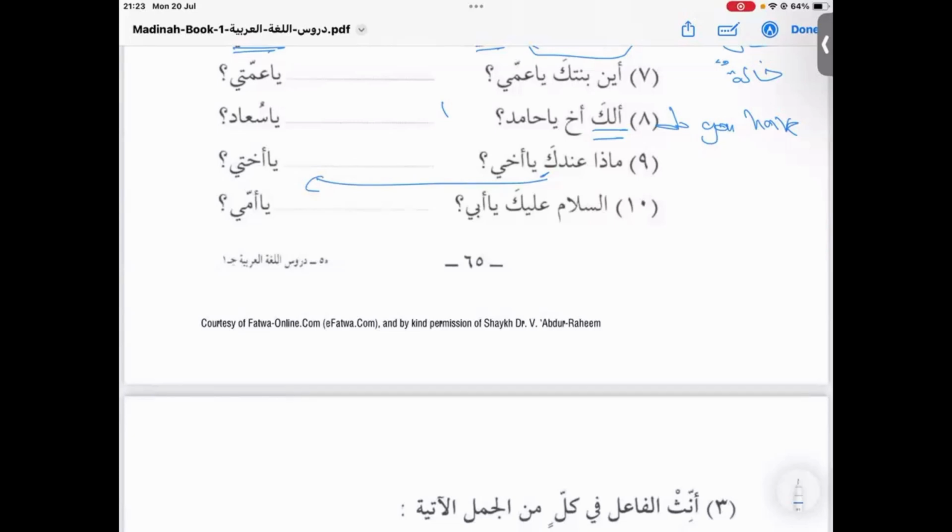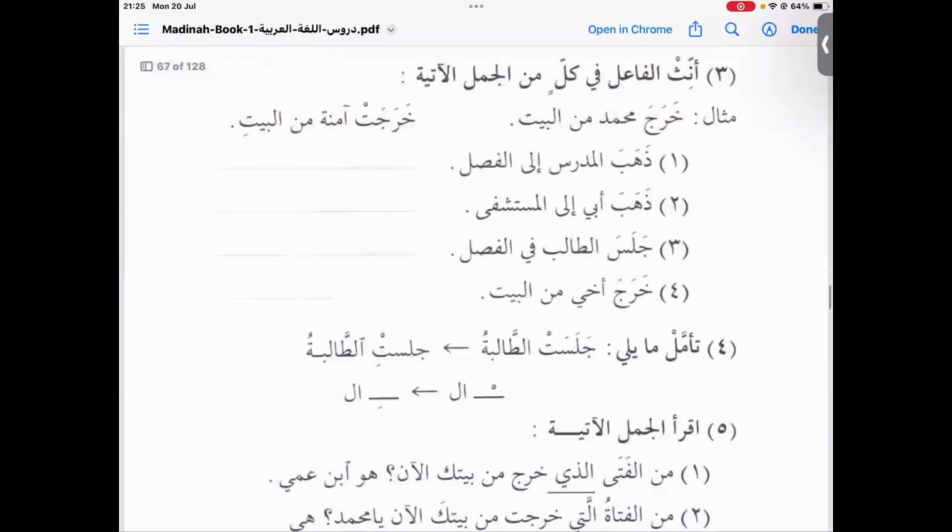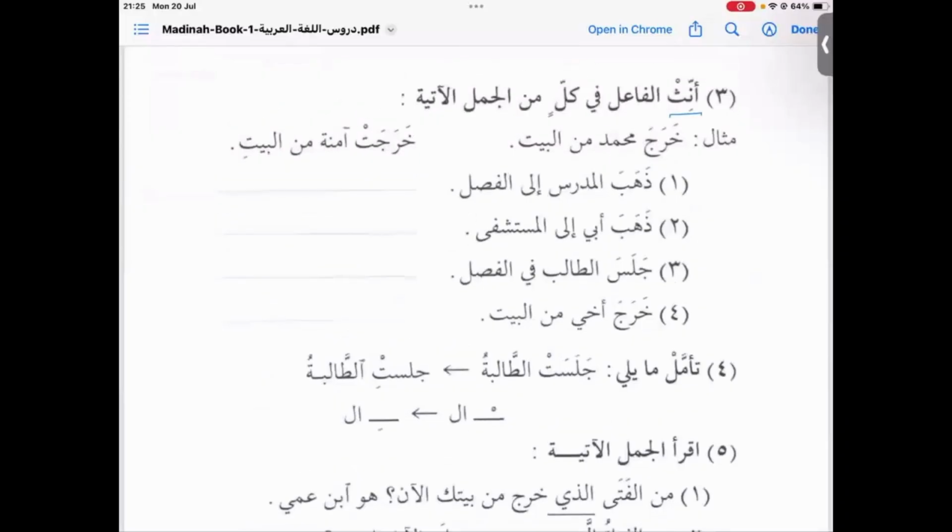And for your mother, you will say السلام عليك. When you speak to a female, it's ki. السلام عليك. It says أنث. Make female. الفاعل. Make the فاعل female في كل من الجمل الآتية, in all of the following sentences.